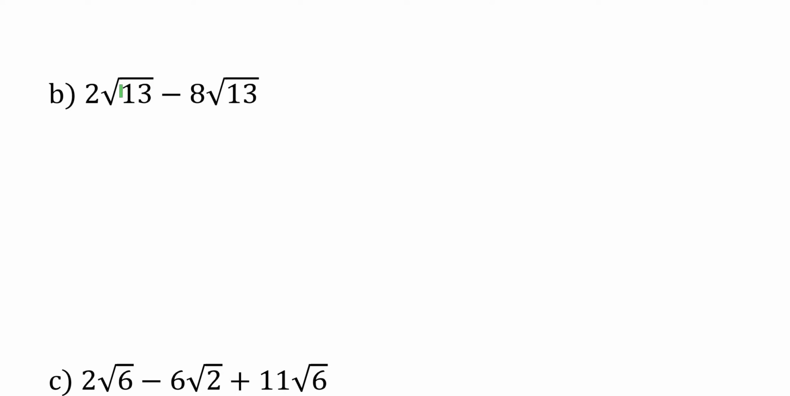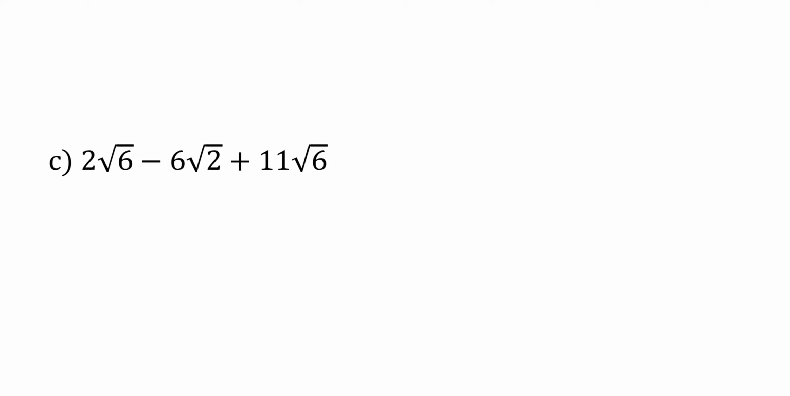Okay, let's move on to the next one. For letter B, once again, I noticed that the radicals are the same. So you can treat these as like terms. So I can take the outside numbers, 2 and negative 8. So ask yourself, what is 2 minus negative 8? Or 2 minus 8, and that's going to be negative 6. And then the root 13 remains the same. So negative 6 times root 13.